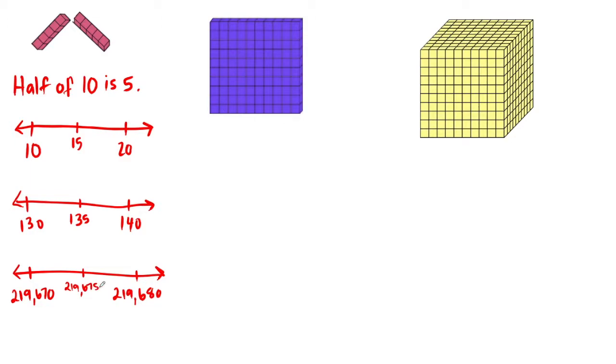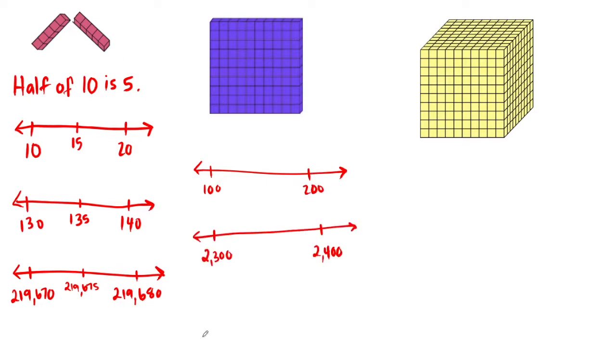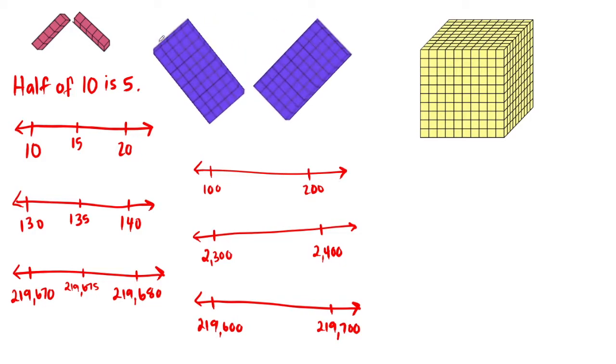Just like the birthday cakes, that's different than half of 100. Let's imagine now we have number lines split by hundreds. 100 and 200, 2,300, 2,400, or 219,600, 219,700. All of these have 100 in between them. So we have to think of half of 100. That's 10, 20, 30, 40, 50. Half of 100 is 50.